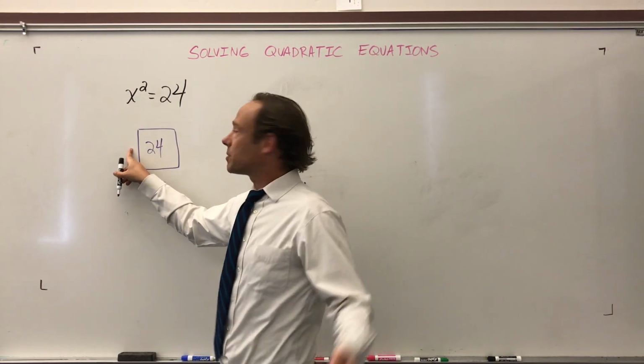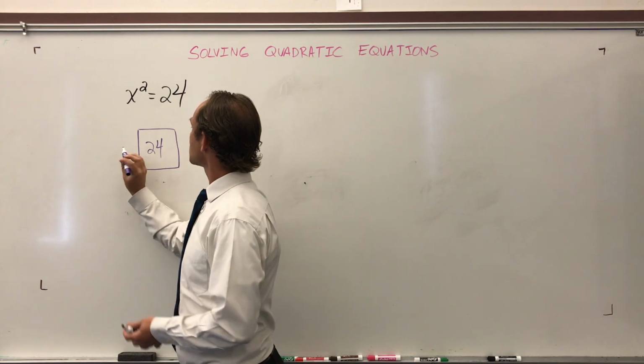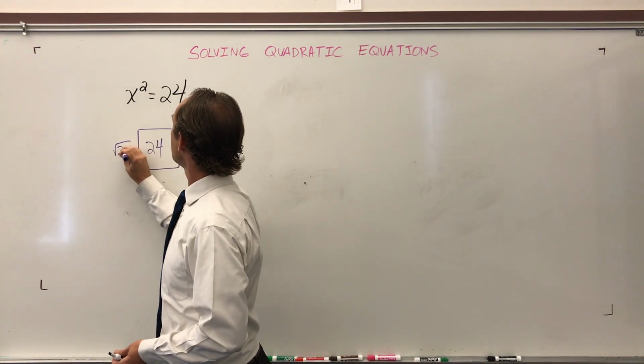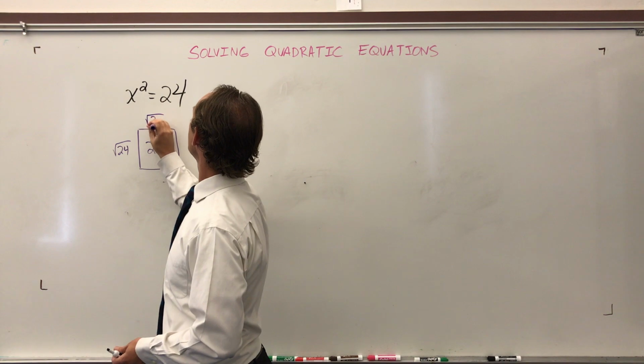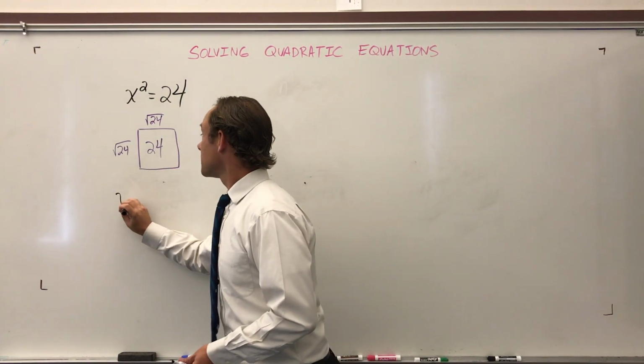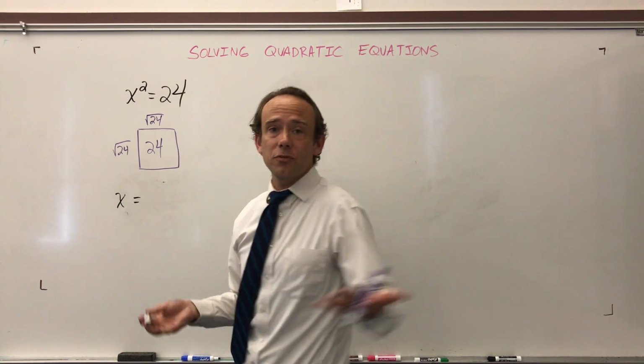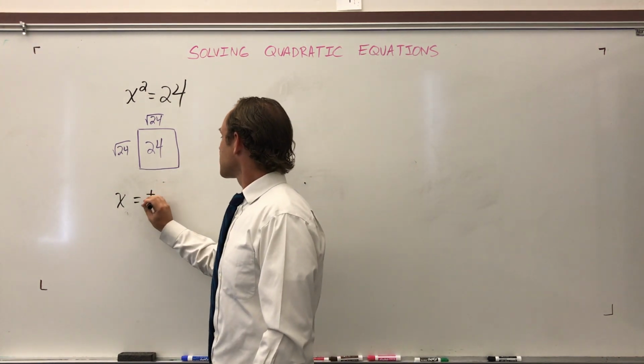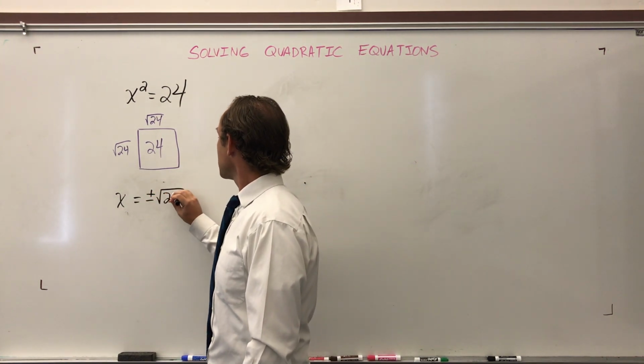So because it's not a perfect square, we're going to say that that's the square root of 24 and the square root of 24. Now, that is the answer, and it's a beautiful answer. There's nothing wrong with that answer, plus or minus, right? Because it could be negative.